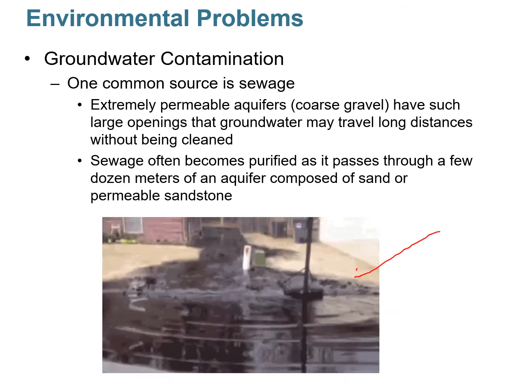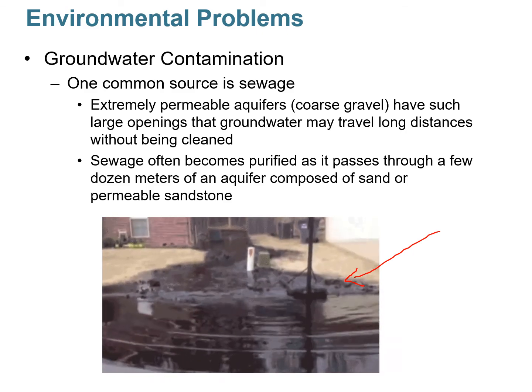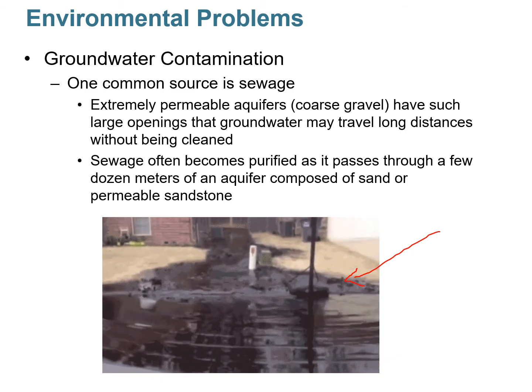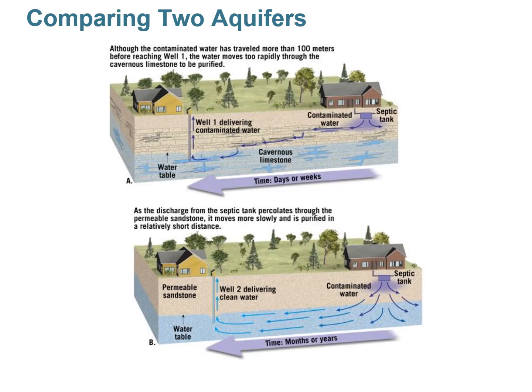Here's a dramatic example of oil spilling on the ground. That can also be a contaminant to groundwater systems. But if you have a very fast-moving groundwater system, where it takes days or weeks for water to flow through, here's your example.